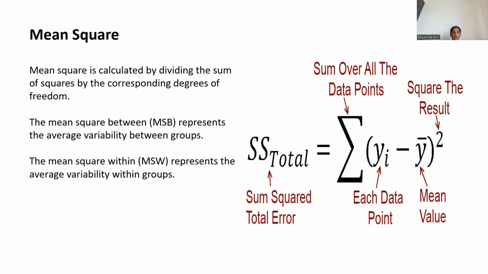Mean square. Mean square is calculated by dividing the sum of squares by the corresponding degrees of freedom. The mean square between represents the average variability between groups. The mean square within represents the average variability within groups.